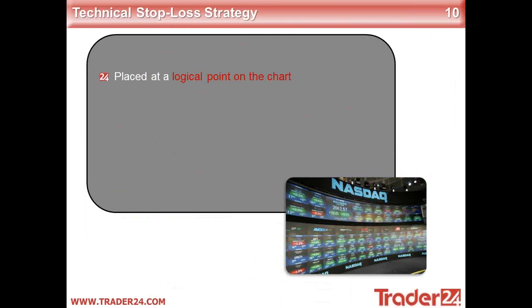Okay, so a technical stop loss strategy is placed at a logical point on the chart. What I either look for is a breaking of a support or resistance level. For those of you who don't know what those things are, I'm going to go through it a little bit more at length just now. Or a breaking of a trend line as well. These things all go hand in hand with each other.